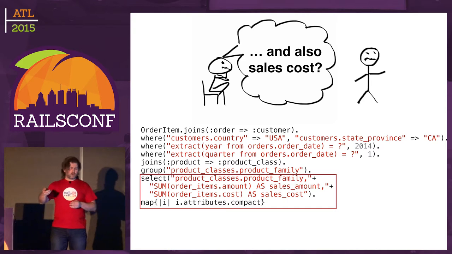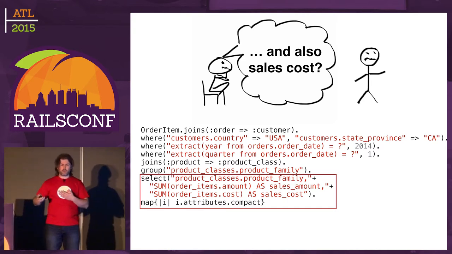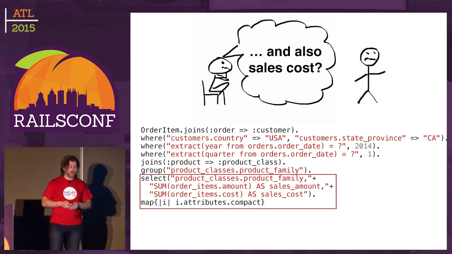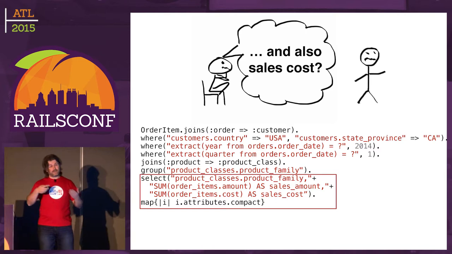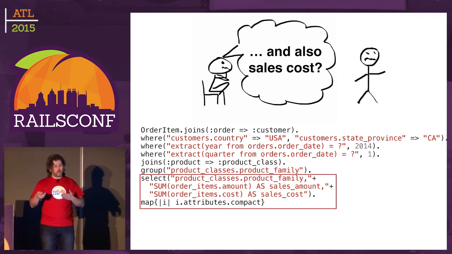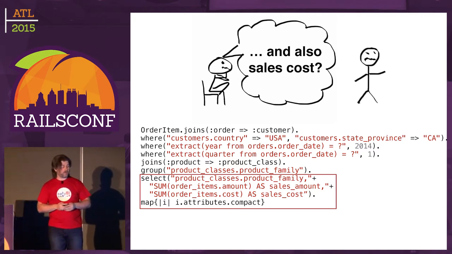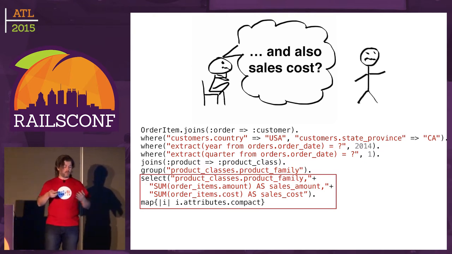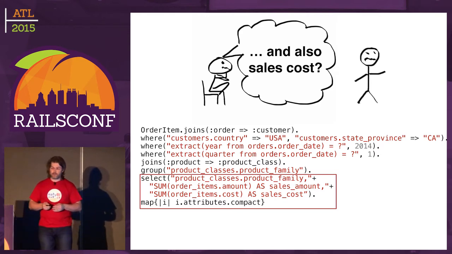But then he asked the next question, but also sales cost. Well, we could write a separate query, but this won't be so performant. Therefore, we'll modify our query. Unfortunately, in Rails relations, we can't make a sum of several columns. Therefore, we need to write some tricky stuff. Yes, select explicitly product families, and then sum of sales amounts, sum of sales cost, and then map it just to non-empty attributes.